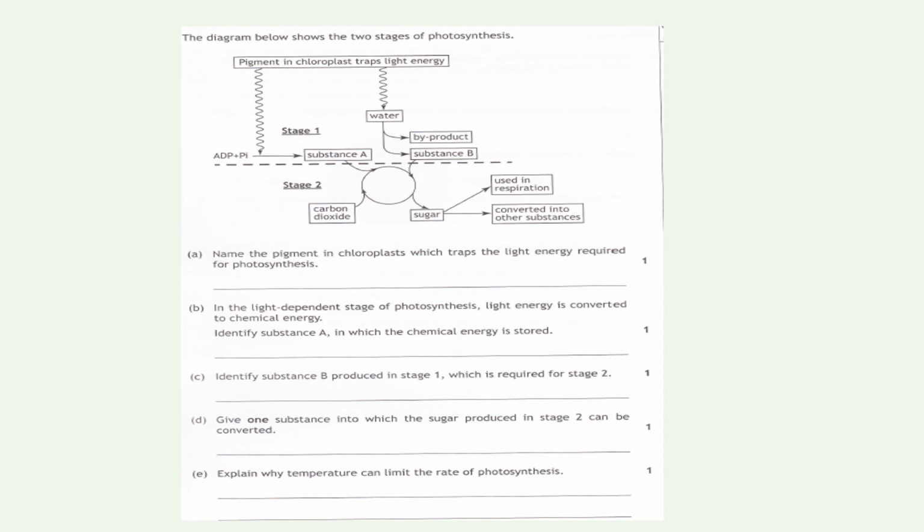The answer for A would be chlorophyll. So chlorophyll is what traps the light energy. And in identify substance A, so let's look at substance A. So we've got ADP and Pi forming substance A, so we should know that that should be ATP. And then identify substance B. So let's look for substance B. So we can see that water is being split into the byproduct, so that must be oxygen there. And then it also gets split into hydrogen, so hydrogen would be our answer.